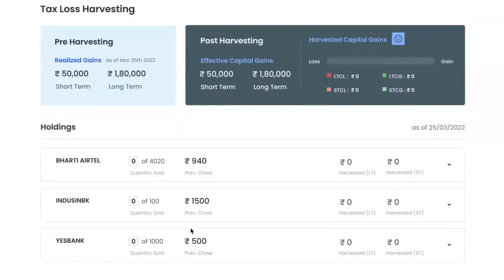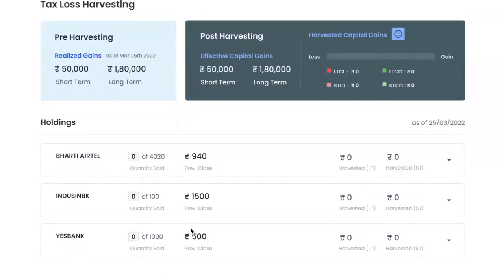Now let's say these are my holdings, right? So these are the scripts that I hold in my portfolio right now. I hold Bharti Airtel, IndusInd Bank, and Yes Bank. Primarily, tax loss harvesting is, like I said, done at a portfolio level and not per demat account. Also, you have to understand FIFO settlement before you understand tax loss harvesting, right? So in India, taxes on capital gains on investing are calculated in FIFO settlement manner. That means you have to set off in first in, first out manner, right?